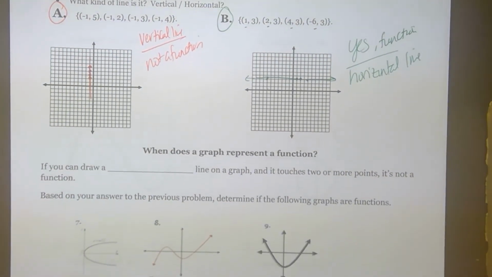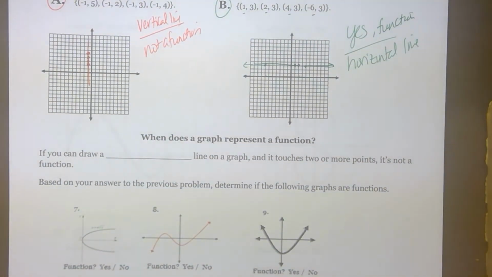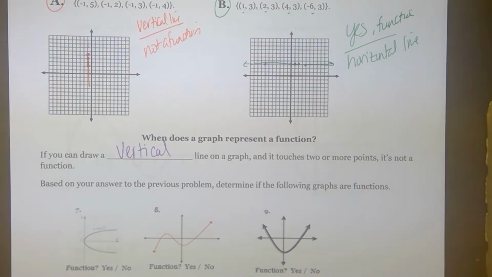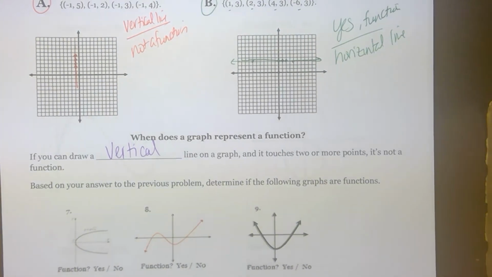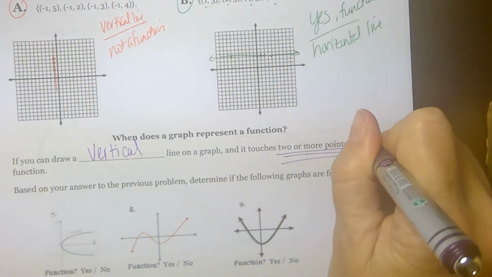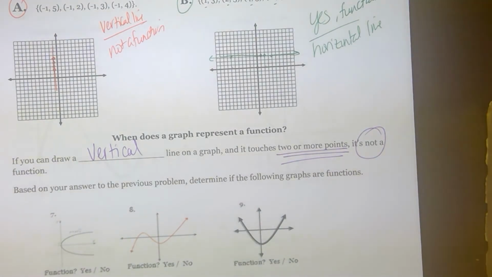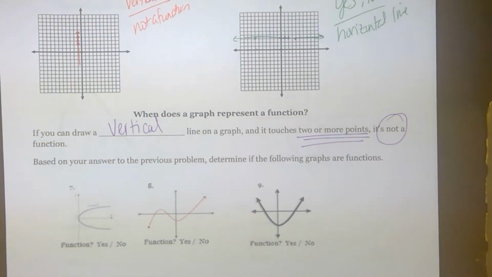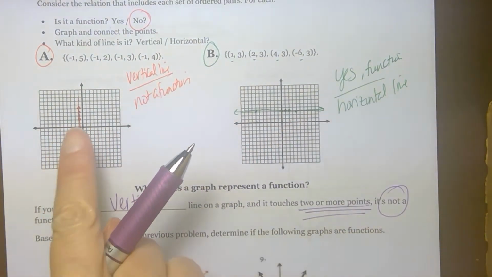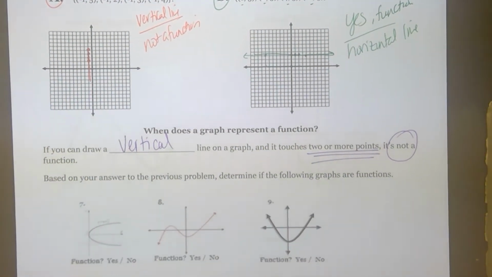Okay. When does a graph represent a function? Well, a graph represents a function if you can draw a vertical line on the graph. Oh, I didn't read my sentence well. If you can draw a vertical line on a graph and it touches 2 or more points on the graph, it is not a function. So that's how it fails the vertical line test. This one's a function, it passes the vertical line test. This one fails the vertical line test. It is not a function.